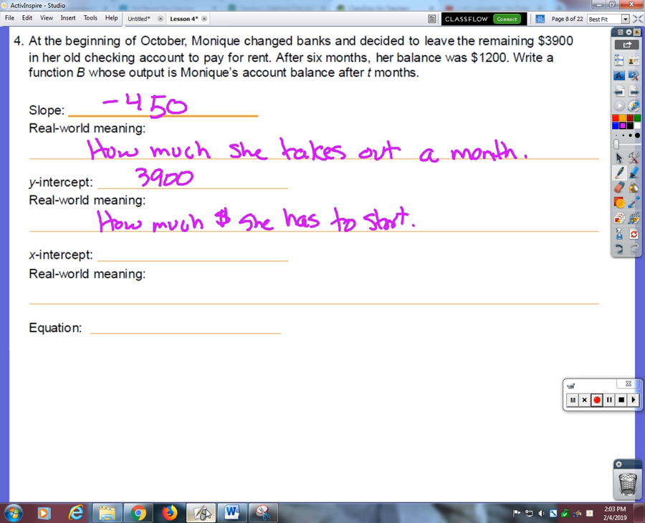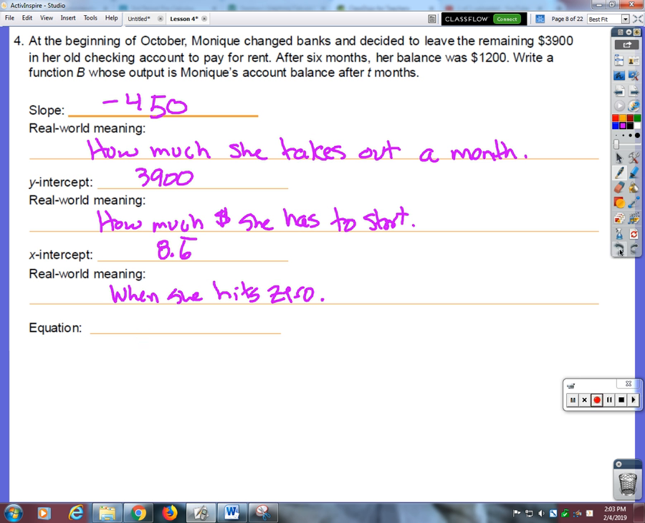8.6 repeating, how'd you get that? I divided 3,900 by negative 450. Okay. And what did you get for that again? 8.6 repeating. Okay. And the real world meaning is that is when she hits bottom, when she turns to the bottle, when she hits rock bottom. Okay, so now we can, whoops, I want to use the right variables, sorry.